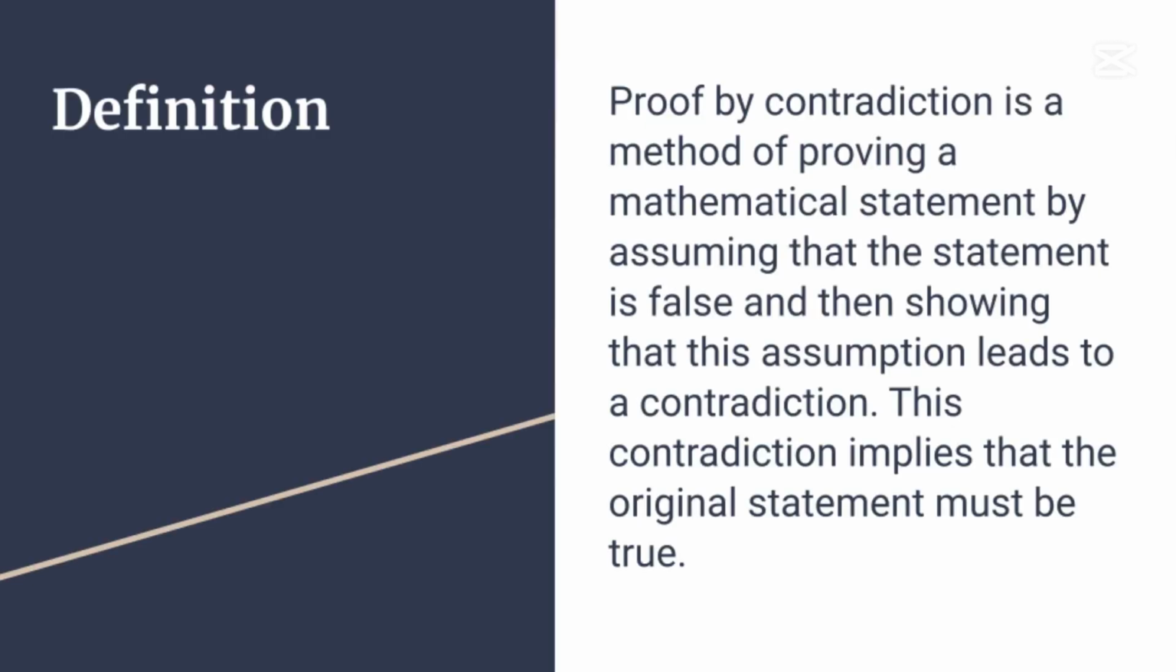The definition of proof by contradiction is a method of proving a mathematical statement by assuming that the statement is false, and then showing that this assumption leads to a contradiction. This contradiction implies that the original statement must be true.